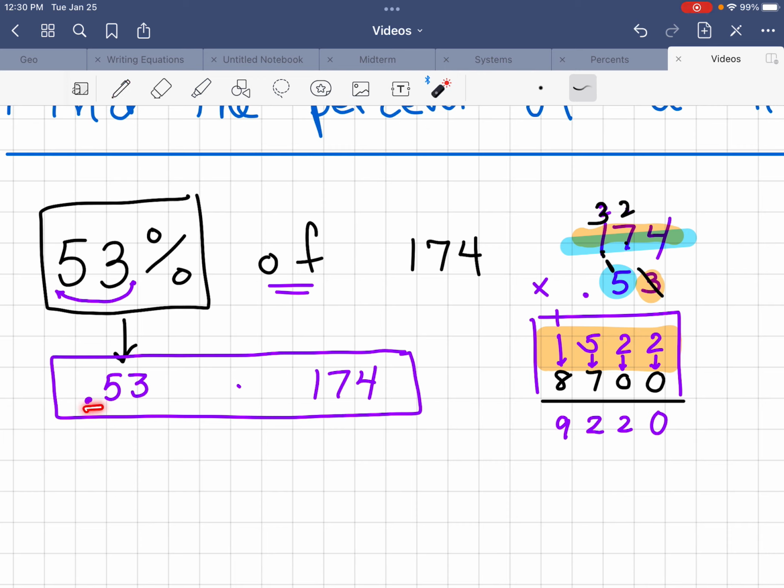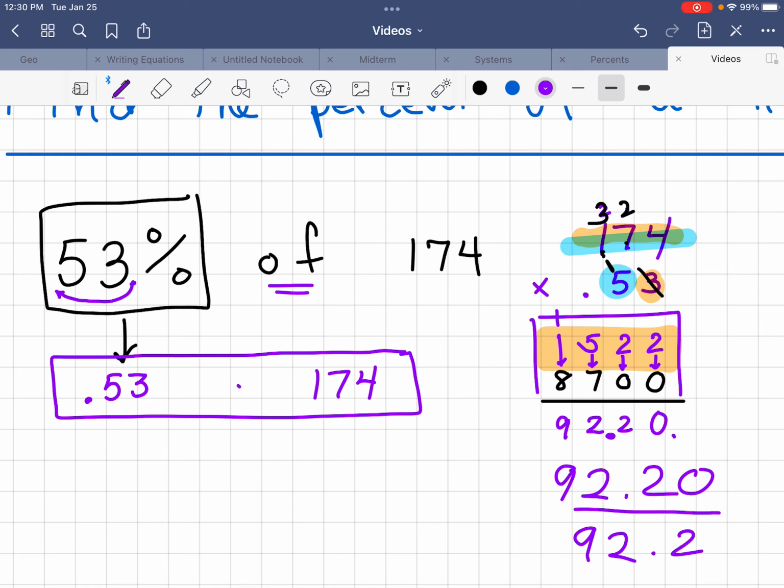I go back to my 2 values, and I see that there are 0 decimal places in the 174, and there are 2 decimal places in the 53. So my answer will have 2 decimal places. So that would be right in the middle here. So the answer here is 92.20 or 92.2.